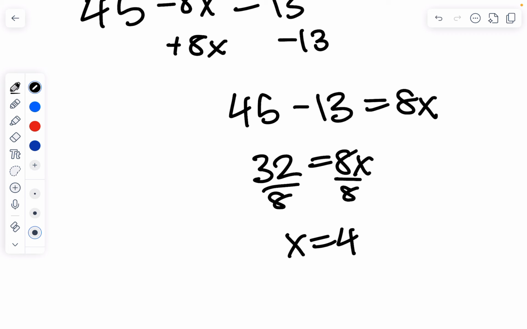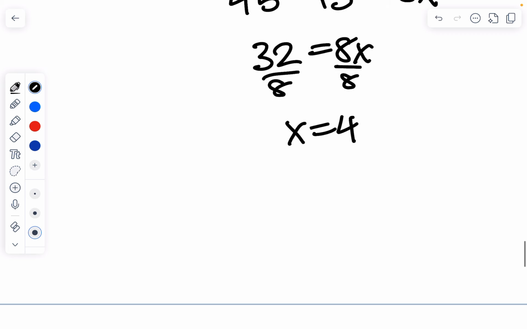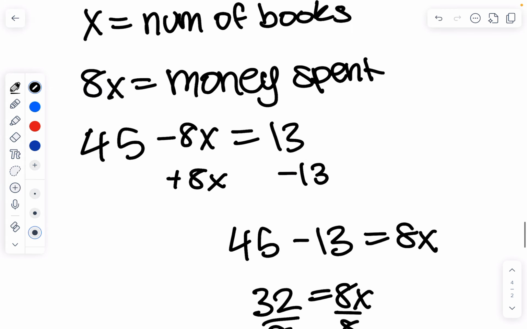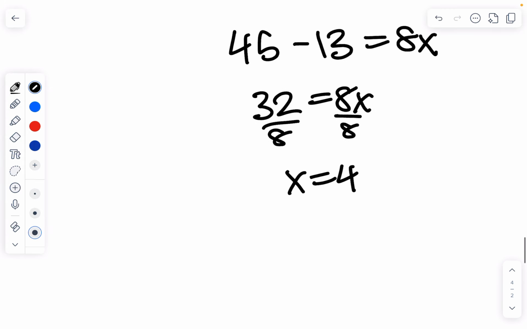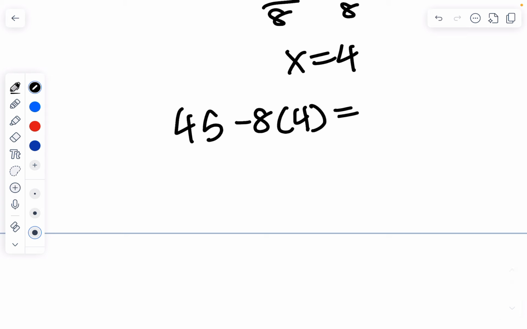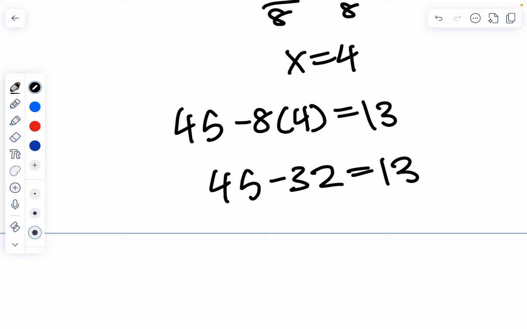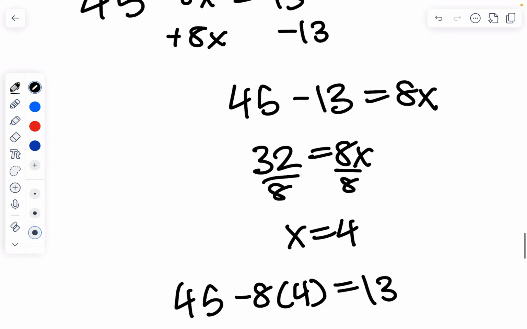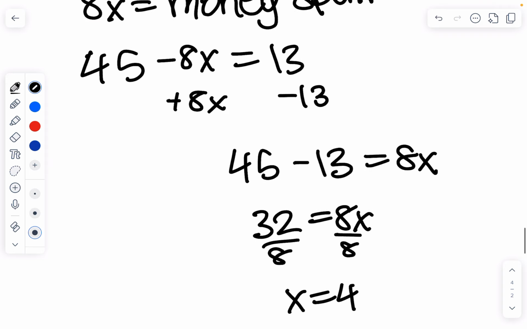So next, we have to check our answer by plugging it back into our equation up here. So 45 minus 8 times 4 should equal 13. That equals 45 minus 32, and that in its own equals 13. So since 13 equals 13, we can say that Sarah bought 4 books that day.